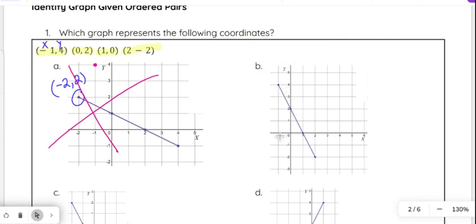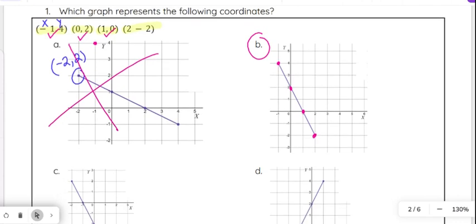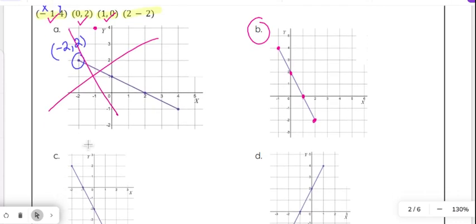Let's look at B. So (-1, 4) is this first ordered pair. Then we've got (0, 2), and (0, 2) is right here. So far we have 2 of the 4 points. And then we have (1, 0), which is this point right here. And then (2, -2), so right 2, down 2. That's the fourth and final point. So this one we're thinking is our answer, but just to eliminate the others.